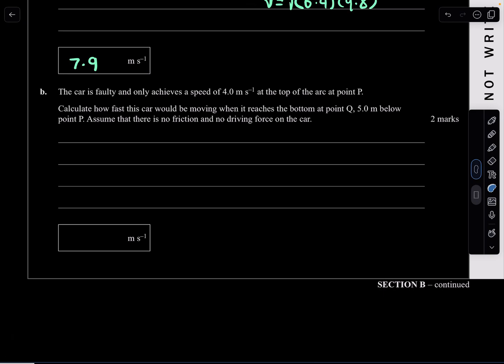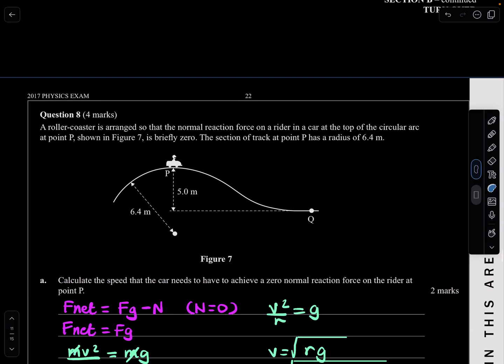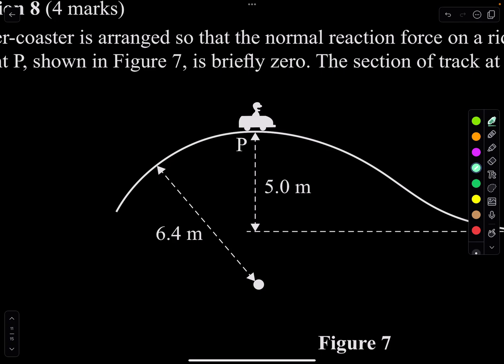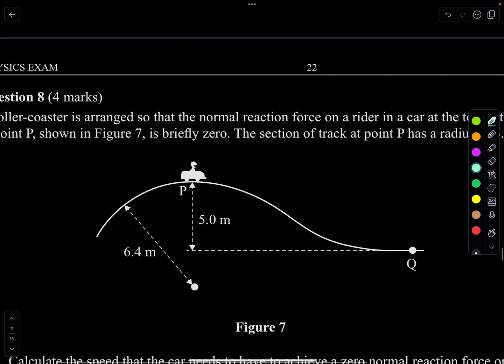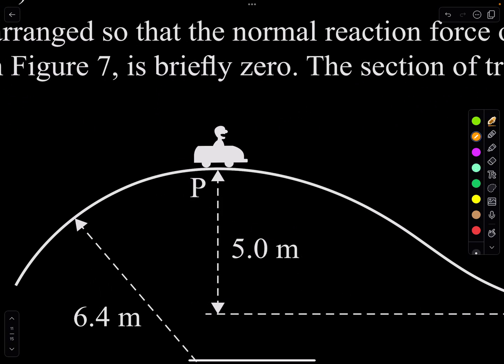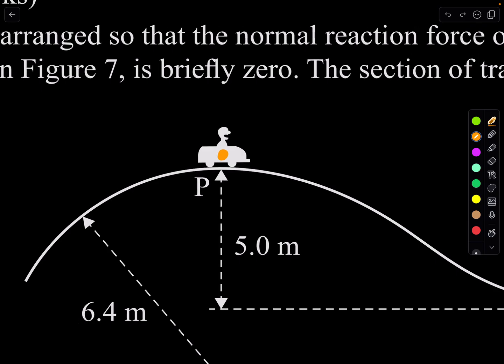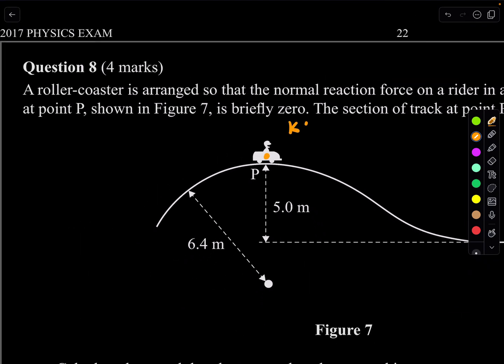Beautiful. You should straight away realize that this is where we're going to use energy conservation. They said the car was moving at 4 meters per second. Because the car has some velocity at the top of P, we're going to have some kinetic energy, KE. And we're also going to have GPE, gravitational potential energy, because it's above some height, which is 5 in this case.